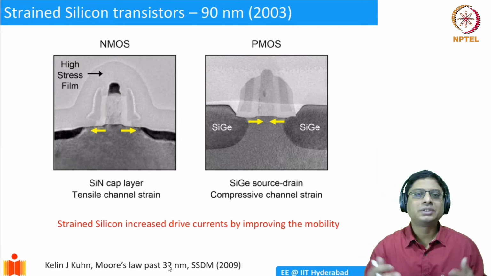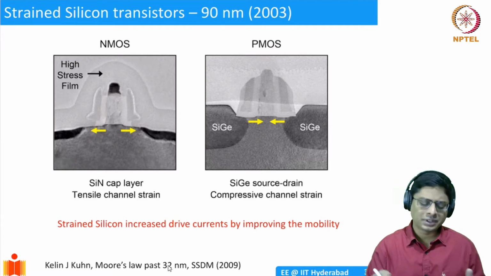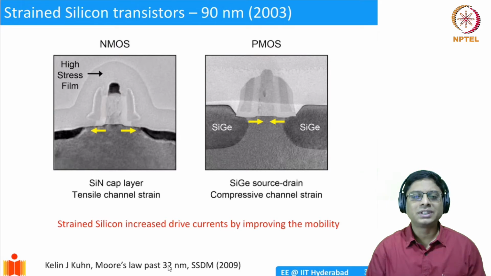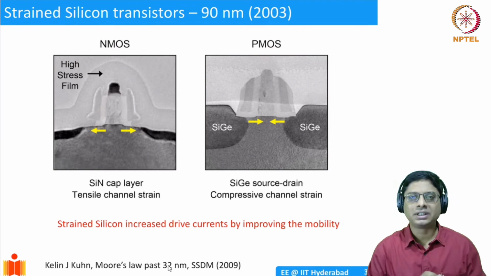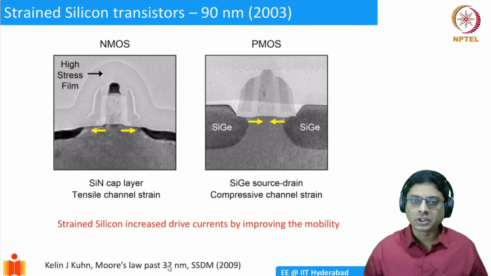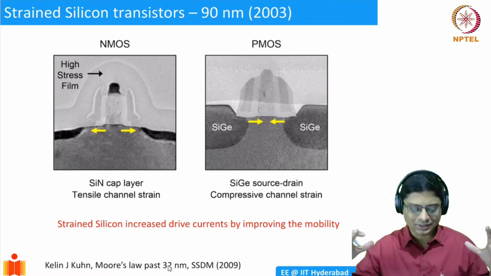So in 2003, Intel introduced this idea of strained silicon. Of course, these were researched even before that, but 2003 was when they actually made it into the fabrication of the actual devices. Before that, there was of course a lot of research done by various researchers at universities and so on. Okay, so now how did they incorporate this tensile strain?